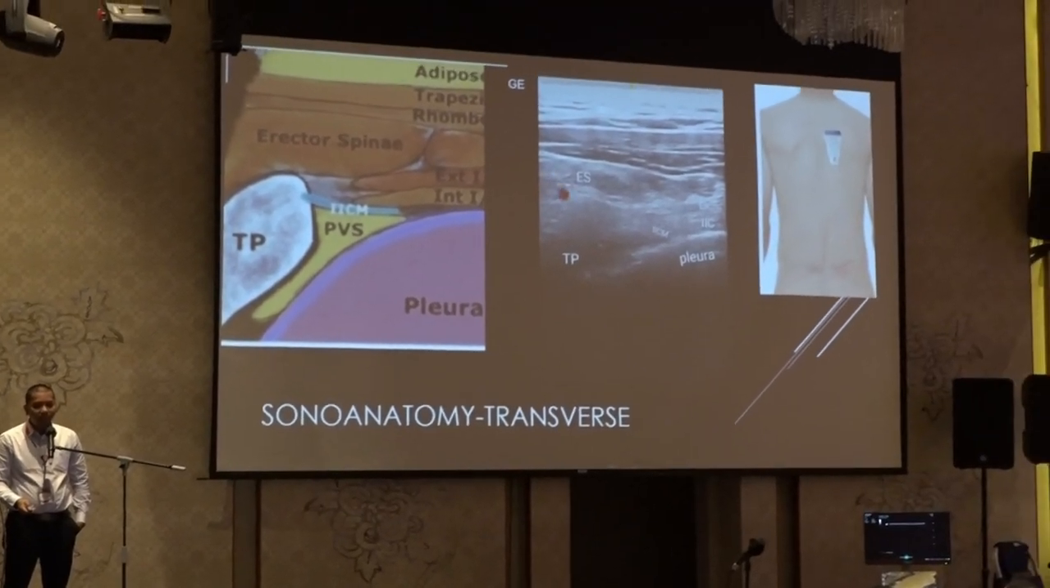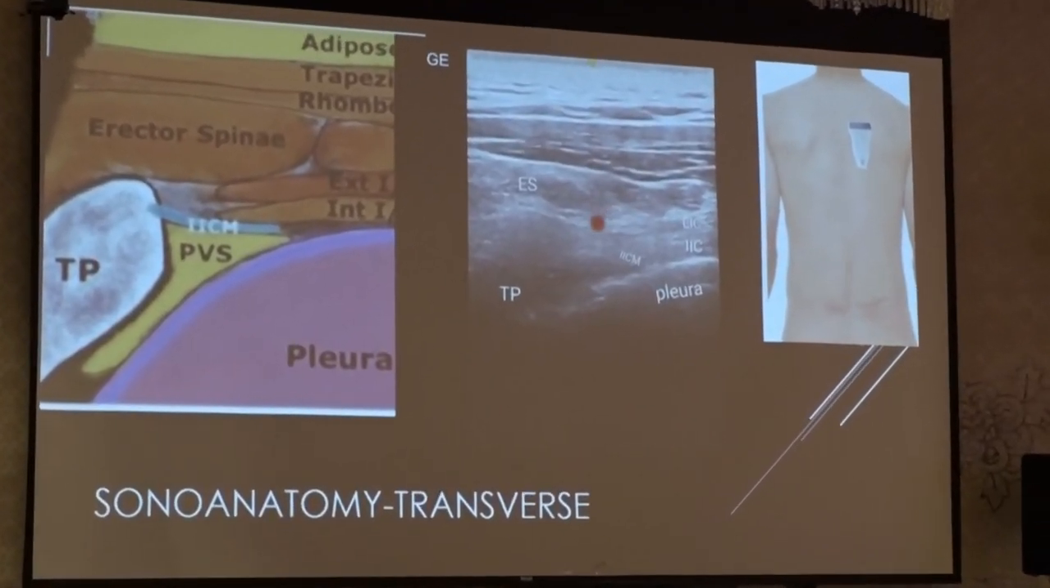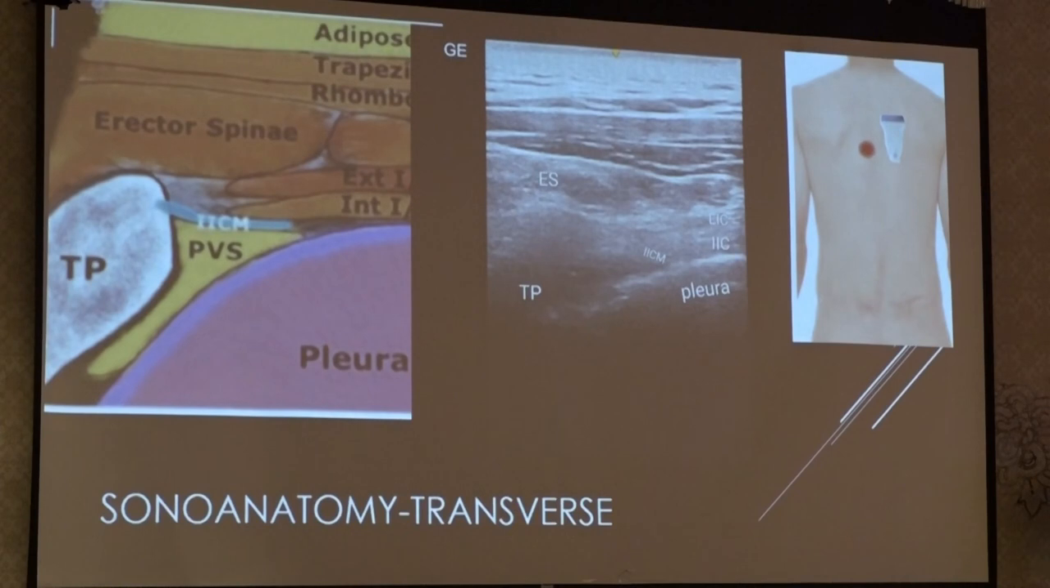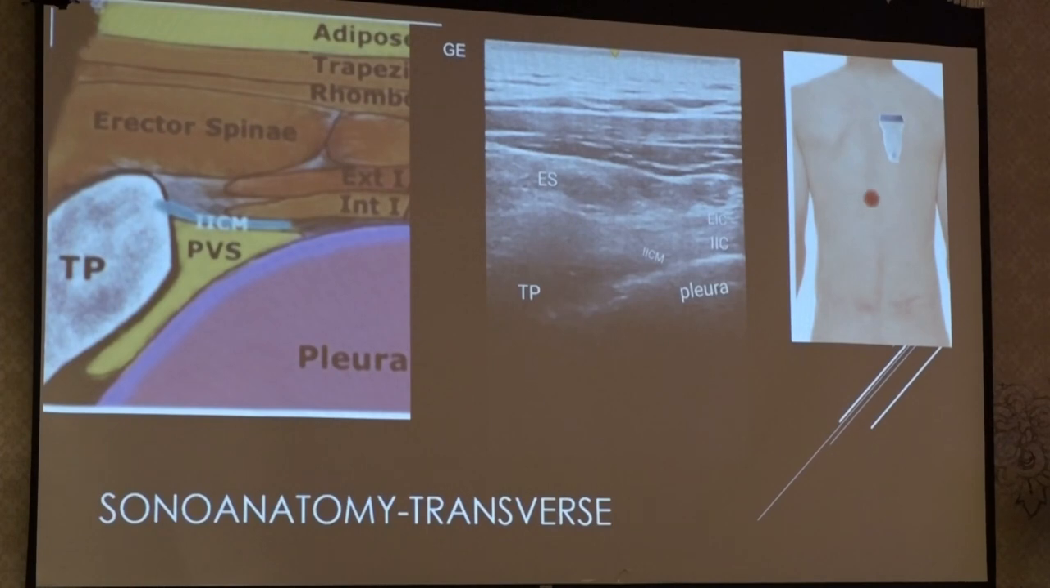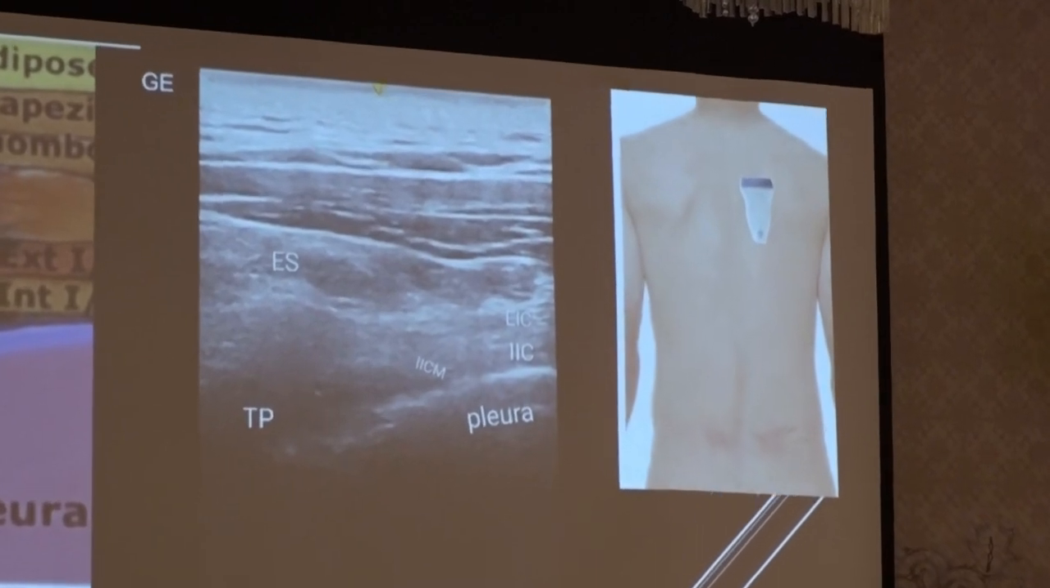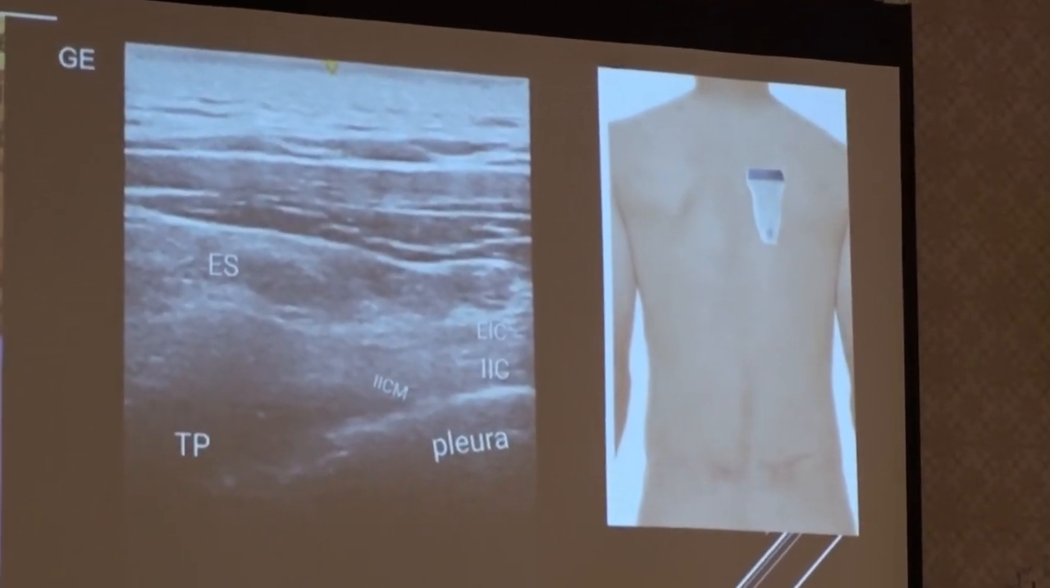Okay, sonoanatomy. This is the transverse view. You apply the transverse probe. You can use either a linear probe, for the CA patient or skinny patient, or for a big patient, maybe a curvilinear probe. You place your probe lateral to the spinous process, or you can put it on the spinous process, see the spinous process and transverse process, and then you search for the pleura. Either you see the pleura or ribs, and you can move down or up. You can see the video later.